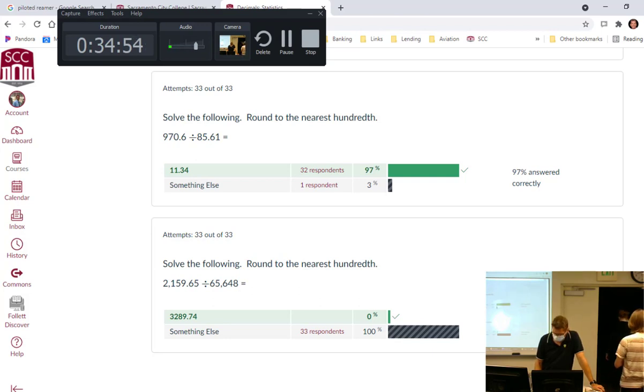2159.65 divided by 6, 0.5648 equals point. Ooh, yeah, 0.0328. There's a problem right there for sure. Yeah, it's a comma, not a point. That's a comma. I wonder what I wanted it to be. Have you rounded to 2? I don't know. No, it would have been 6. I'll figure it out.